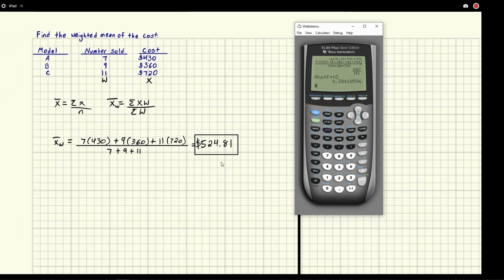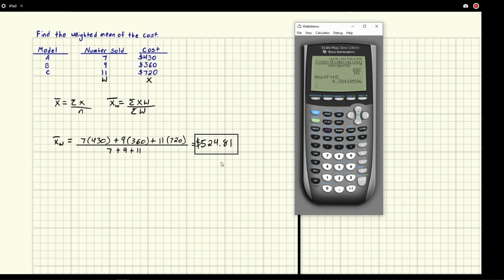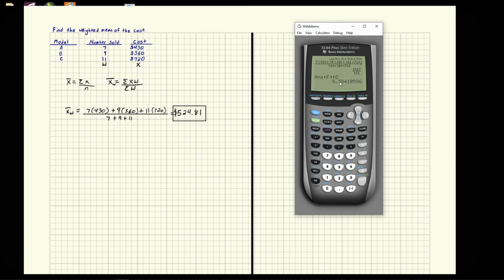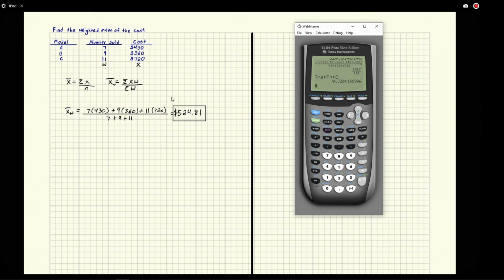Now all the questions, each scenario will be a bit different, but there's some ways to think about it. There's also some ways to sort of tell, hey, maybe something here is a bit screwy. And that is how you do a question like this with a weighted mean.